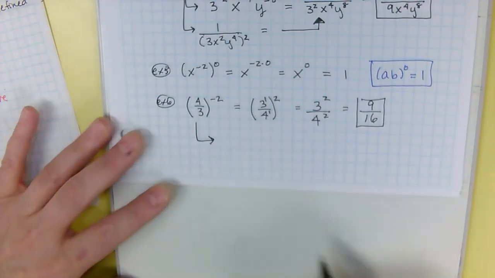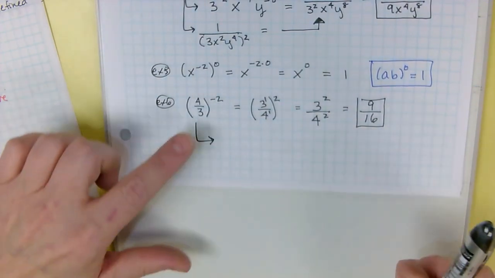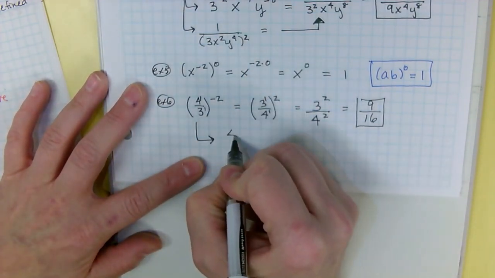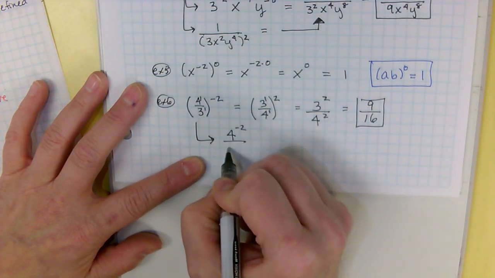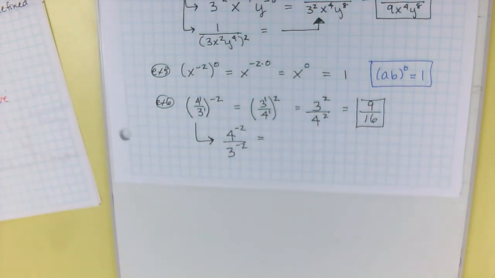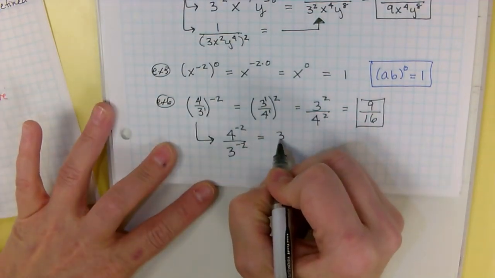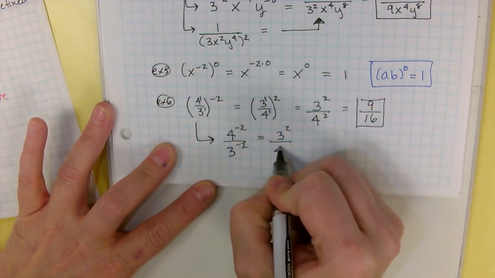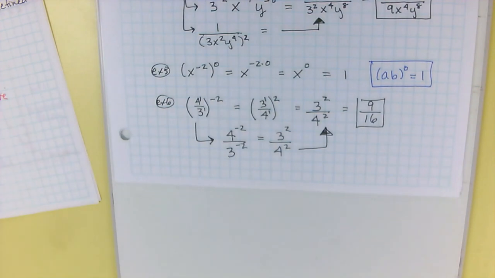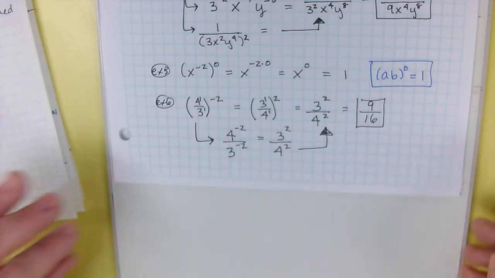The other way to handle it is to distribute the negative 2 to the top and the bottom. So that would give you 4 to the negative 2 over 3 to the negative 2. And then you'd need to flip both of them because they're both negative. So your 3 squared would go up, your 4 squared would go down. And now we're right where we left off with the other one. So 2 ways to attack it. Find one that you like.